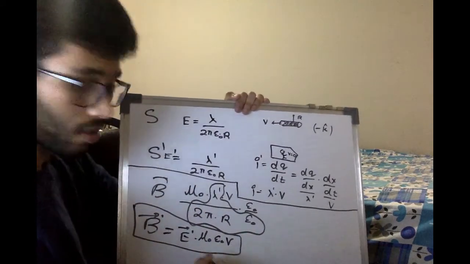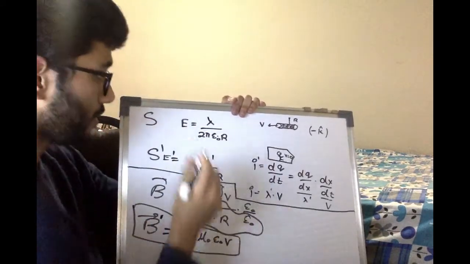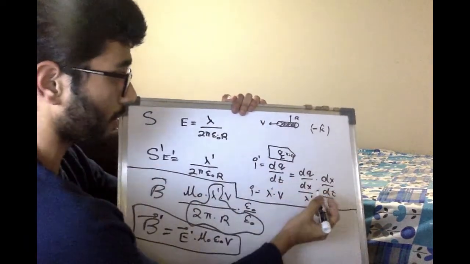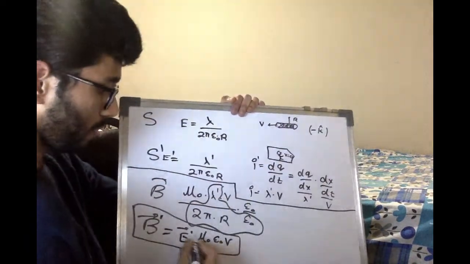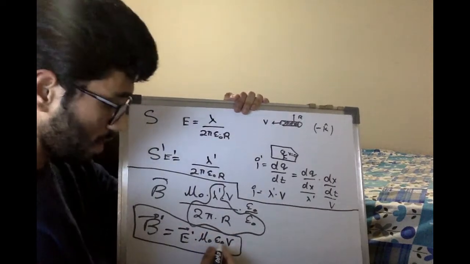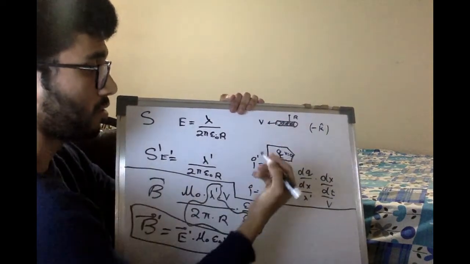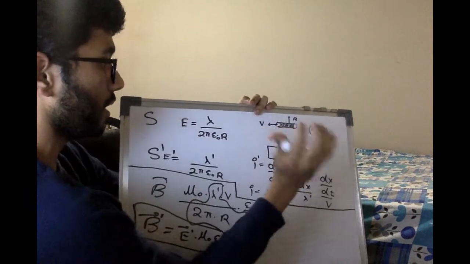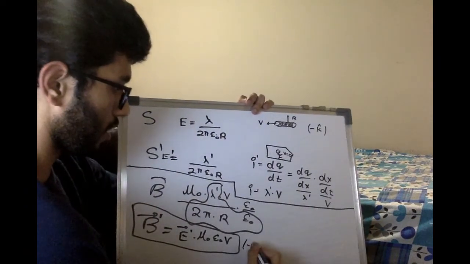So this is a very important conclusion that we get. The magnetic field in the S prime frame, so for me, if I'm moving in a rocket, the magnetic field at the point R will be the electric field times mu naught epsilon naught times the velocity that the charge is traveling for me. And the direction of the magnetic field will be in the negative k cap direction.